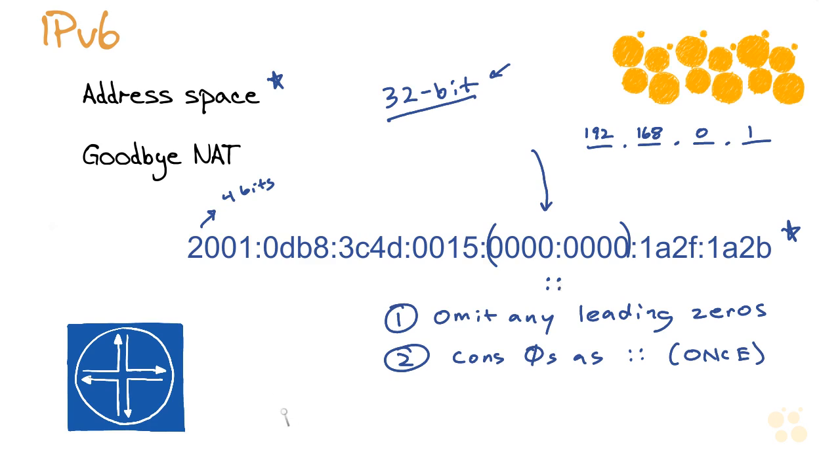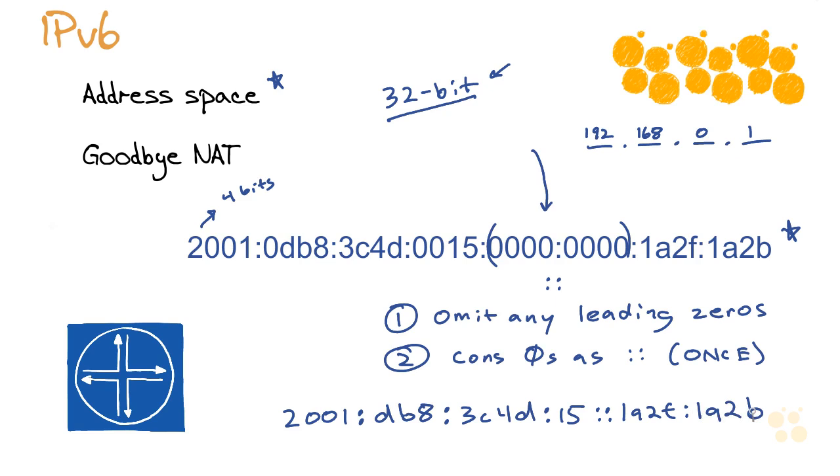So my shortened form would be 2001 colon DB8. Notice I just dropped a leading zero. That's fine. 3C4D colon 15. Notice I just dropped 2 leading zeros. Here's my double colon trick. And then 1A2F colon 1A2B. So it's still pretty cumbersome, but notice we dropped some leading zeros. We did our double colon trick for all of those zeros, and it is a bit more succinct.